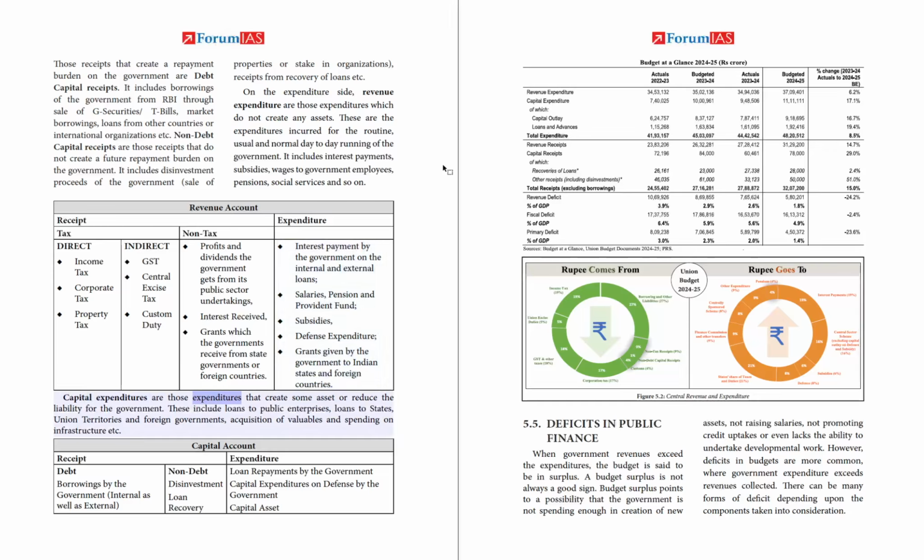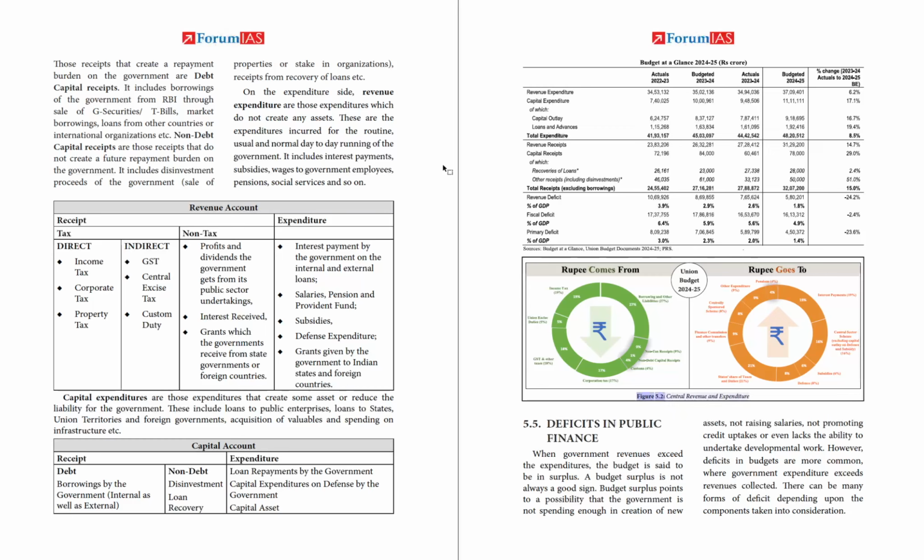Capital expenditures are those expenditures that create some asset or reduce the liability for the government. These include loans to public enterprises, loans to states, union territories, and foreign governments, acquisition of valuables, and spending on infrastructure, etc. Capital account: receipt, expenditure. Debt: borrowings by the government, internal as well as external. Non-debt: disinvestment, loan recovery. Loan repayments by the government, capital expenditures on defense by the government, capital assets.